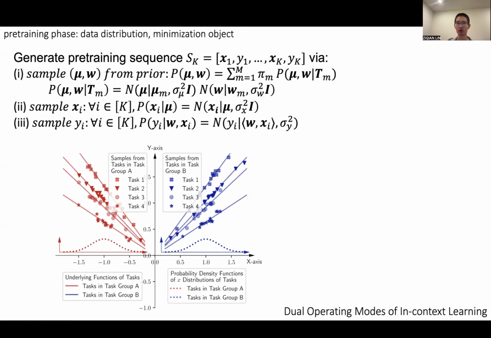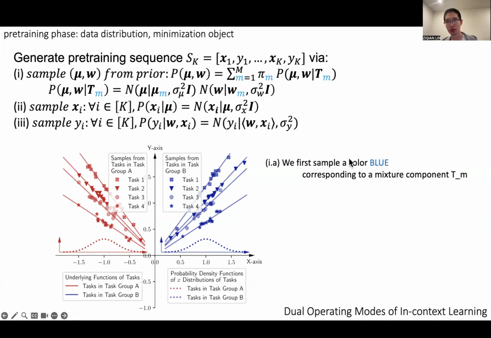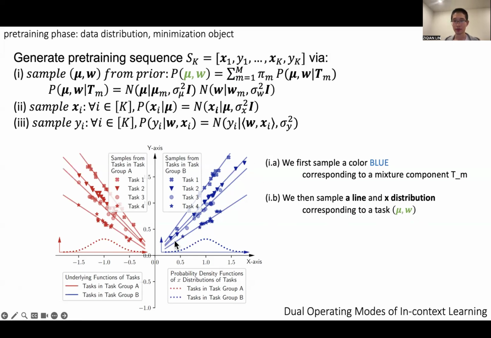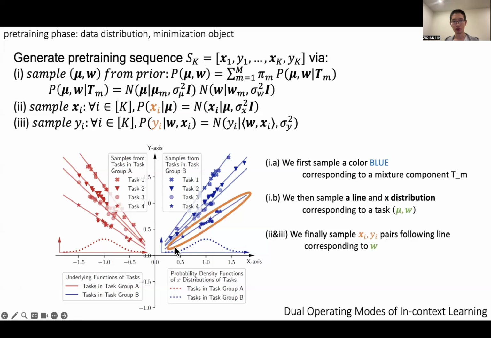So for instance, if we have two Gaussian mixture components, we can generate a dataset like this. In order to generate this, let's go through the process step by step. We first sample a mixture component. For instance, we sample the blue part first, and then we need to sample a mu and a w from the blue part, where mu defines the distribution of x, and w defines the slope. And for instance, if mu is 1 and w is roughly 0.8, we will sample those dots of x, y pairs along the line.